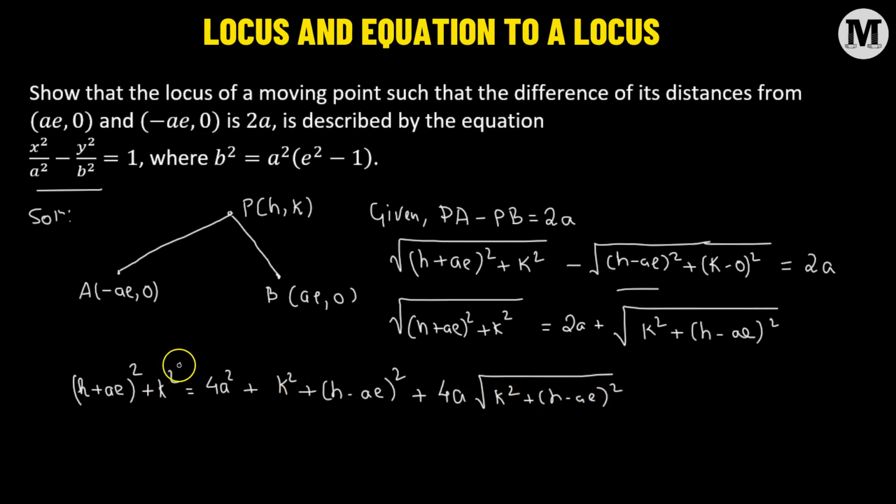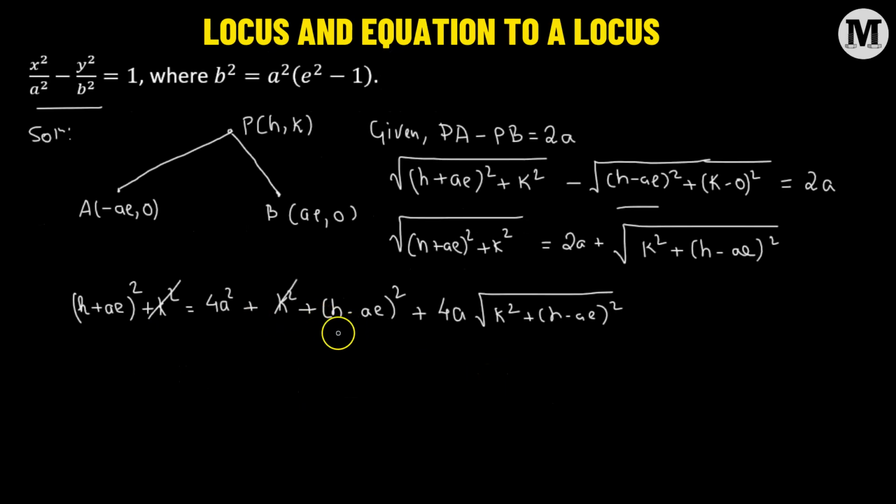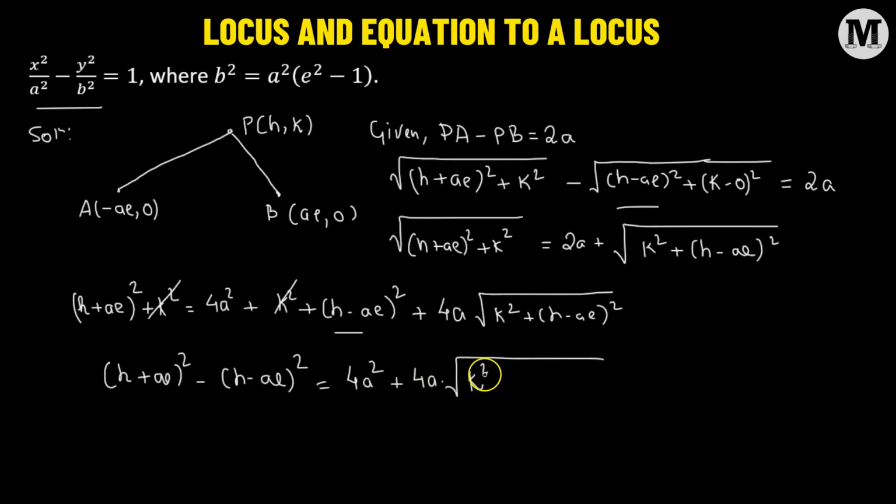Now we can cancel out k squared from both sides. What we'll do, we'll transpose this particular (h minus ae) whole squared from the right hand side to the left hand side. So we get (h plus ae) whole squared minus (h minus ae) whole squared. So this will be equal to 4a squared plus 4a multiplied by the square root of k squared plus (h minus ae) whole squared. Fine.